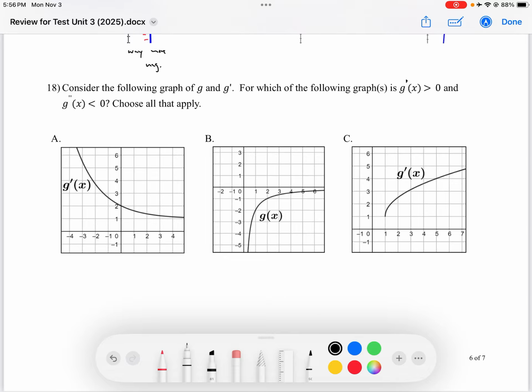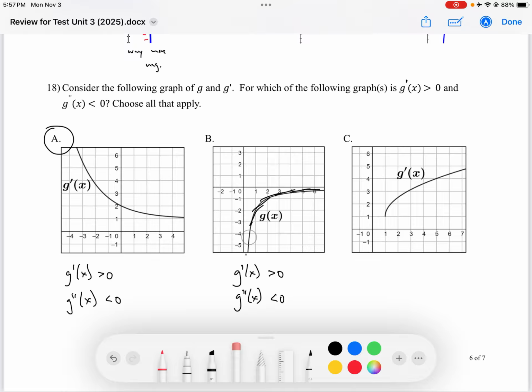Okay, G prime. Is it greater than 0? Yes, G prime of x is greater than 0 because the y values here are positive. It's above the x-axis. G double prime would be less than 0 because G prime is decreasing. So yes. Here, G of x, G prime of x would be greater than 0 because G is increasing. G double prime of x would be less than 0 because G is concave down. The slopes are positive, but getting less so as we move from left to right.